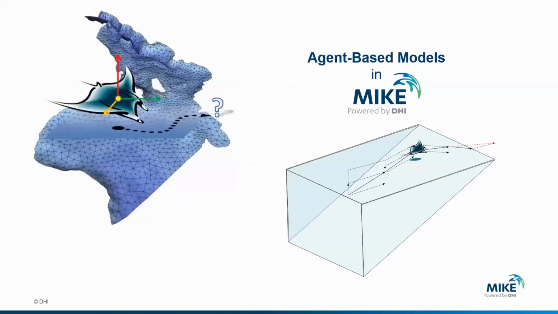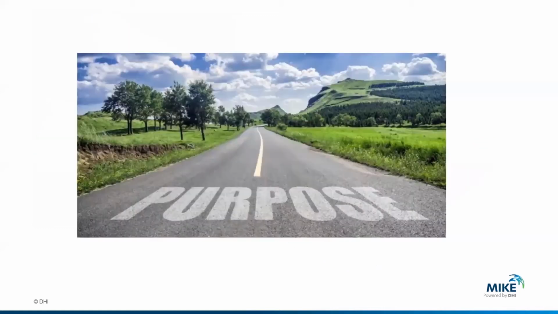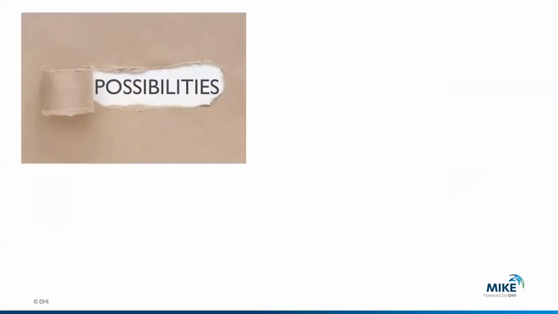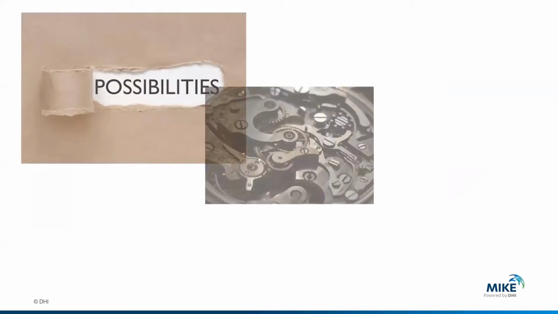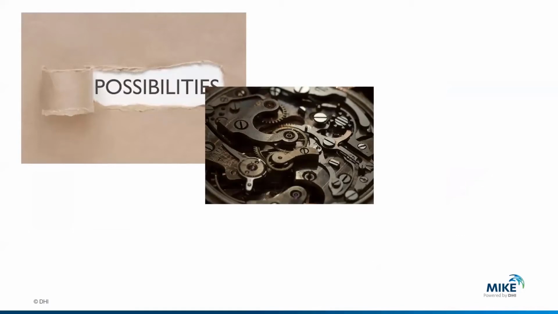So the aim of this webinar is to talk about agent-based models in Mike and give you a little bit of an overview of what it is in a Mike context, but also more generally. And this means that we're going to talk a little bit about the possibilities of using agent-based models. What are the options? What can they be used for? We're going to look into a little bit of the mechanistic side of agent-based models, both within the Mike realm, but also generally how some of them work on a more principle level.